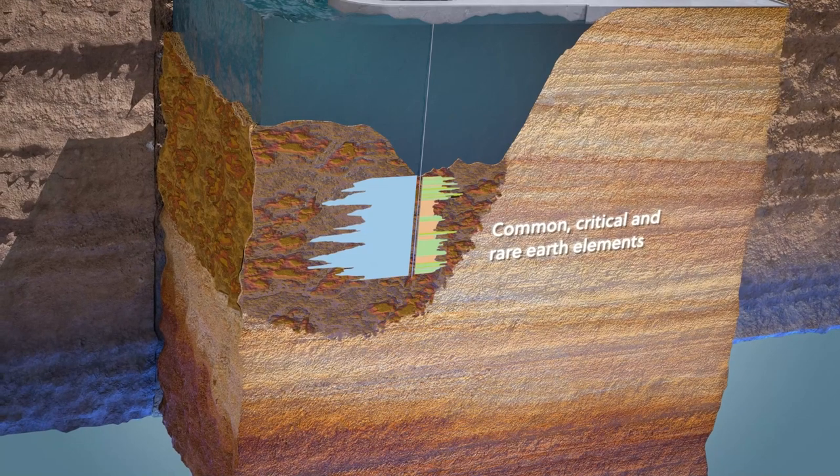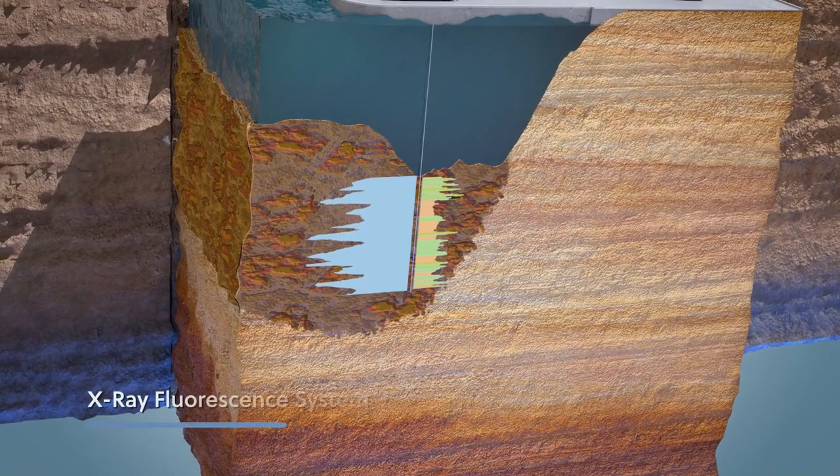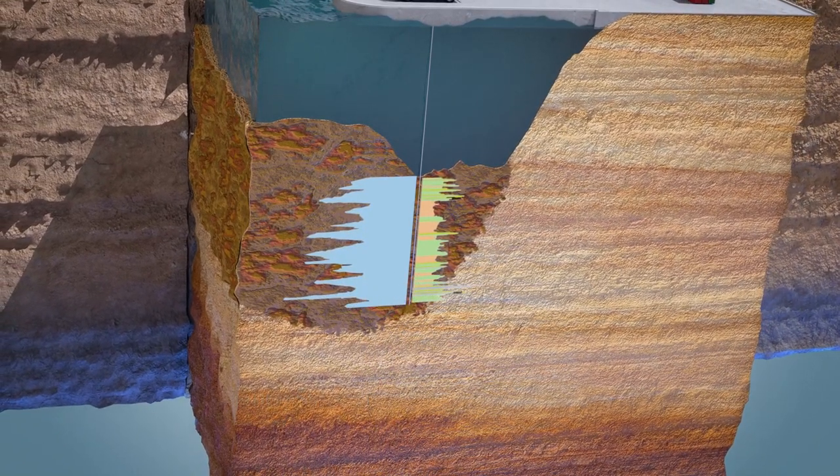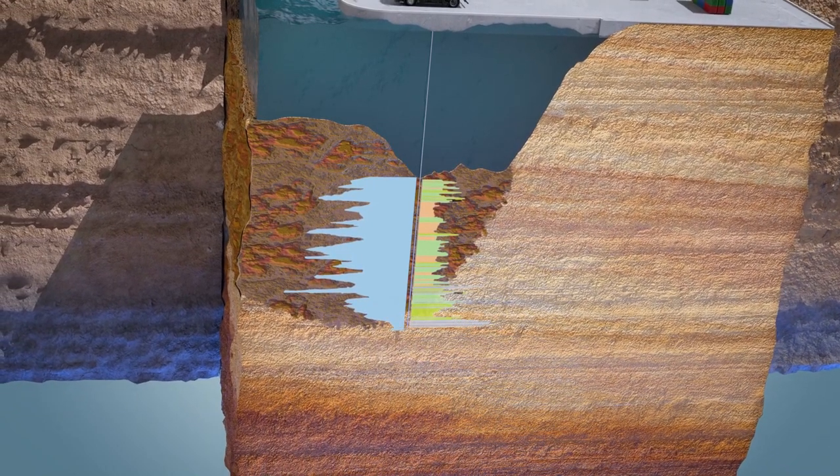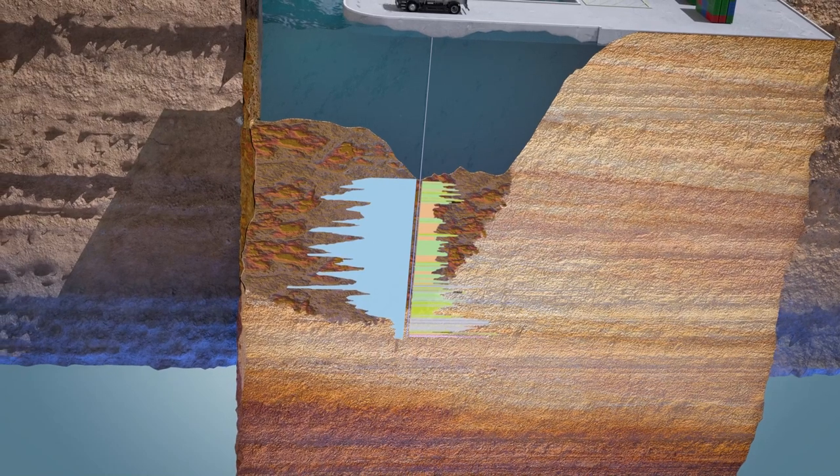Common, critical, and rare earth elements are detected by the X-ray fluorescence system, which brings added value in tailing bodies as potential targets for remining activities.